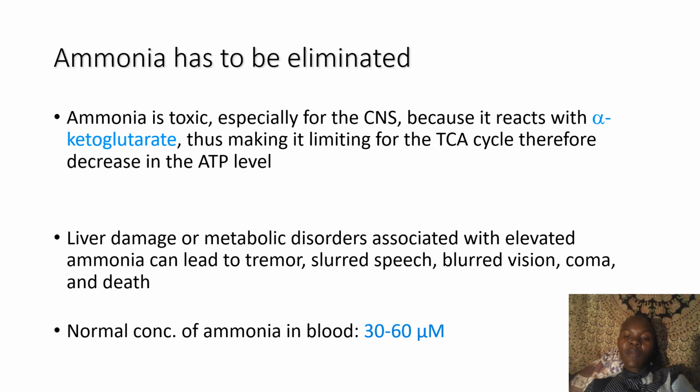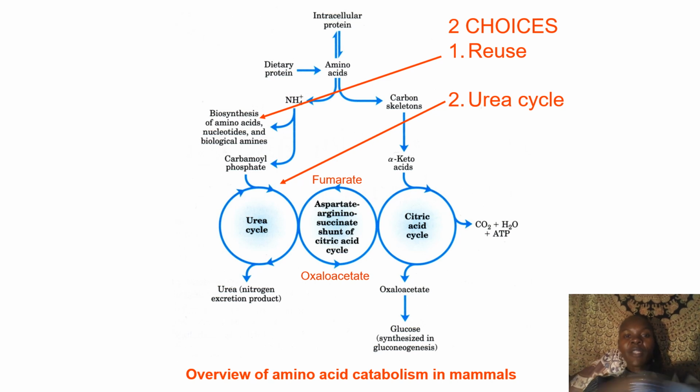So even liver damage and some of the metabolic disorders have been associated with high levels of ammonia, and it has led to tremor, problems in speech, people have slurred speech, problems in vision, people have blurred vision, which can lead to coma and death. So we have to find a way of eliminating the ammonia. The normal concentration of ammonia in blood is always 30 to 60 micromolar. So when it is higher than that normal range, then definitely there is a problem. So we have to find ways of eliminating the ammonia.